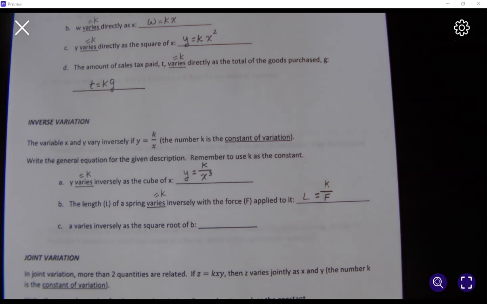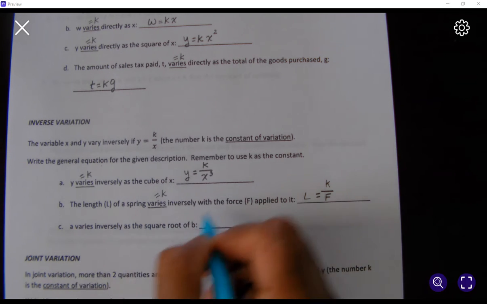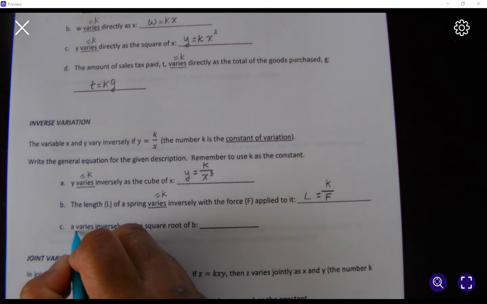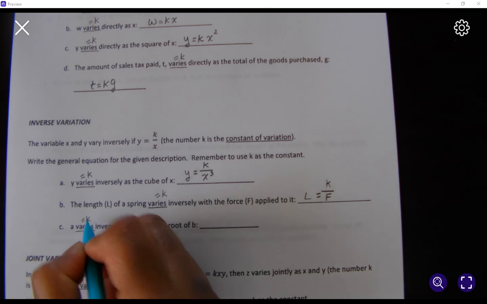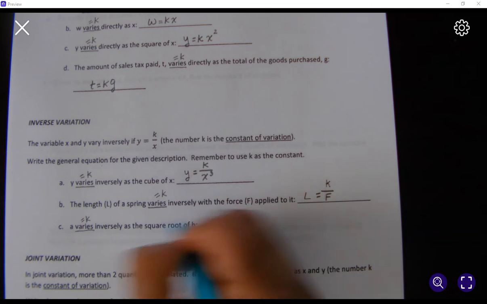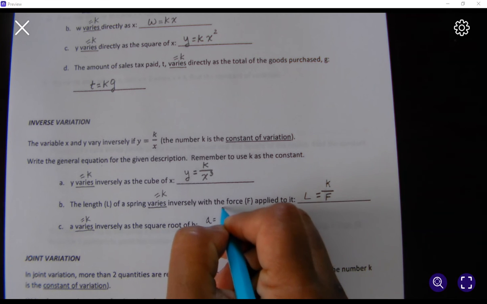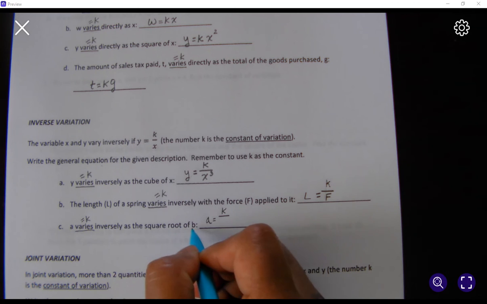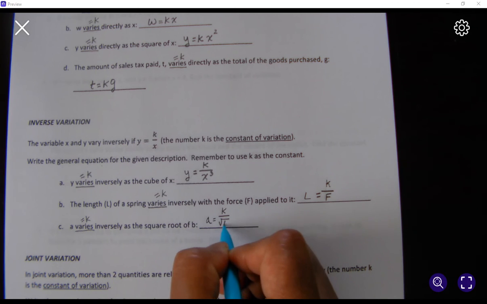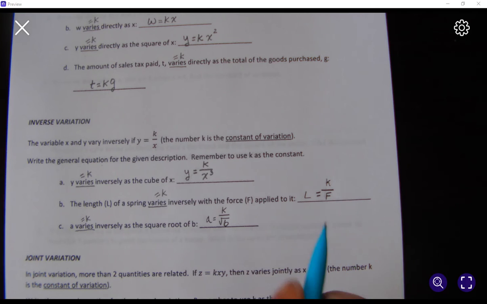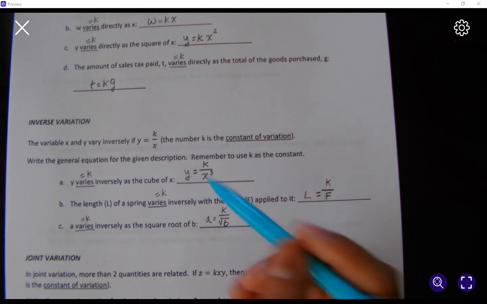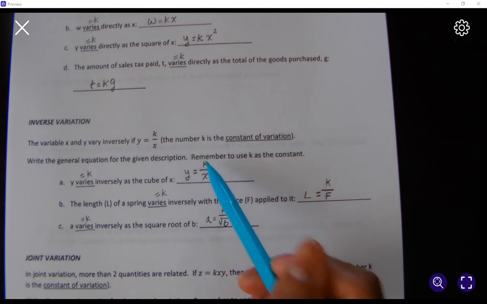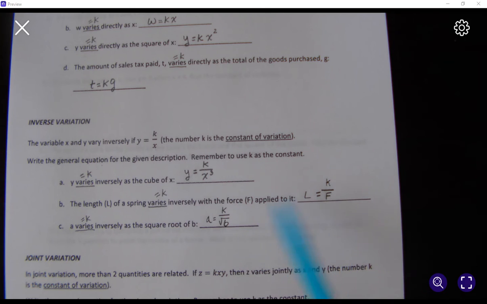A varies inversely. So I see the word varies. I'm going to put equals K. So you have A and inversely, so that means I'm going to have a division bar with the square root of B. Okay. Notice that the K in all of my equations is at the top. And then everything else, if it varies inversely, I put it in the bottom.